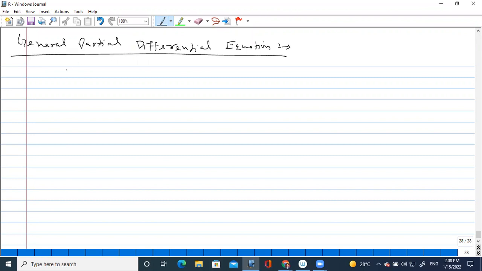In the general partial differential equation, suppose u is depending upon x and y. So we can have a term u double x, means del 2u by del x square, plus twice b into uxy, plus c into uyy, that is equal to some function, which can be of x, of y, of ux, uy, or uxy both. Okay, this is known as the general equation.